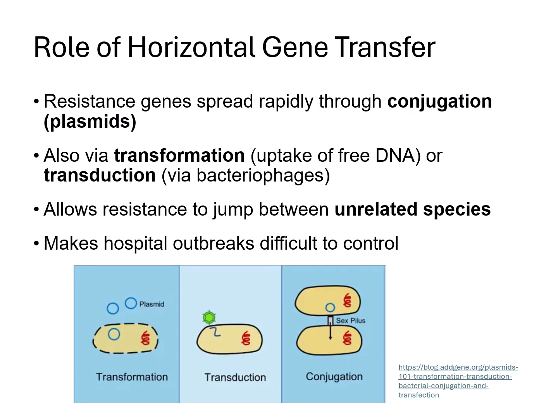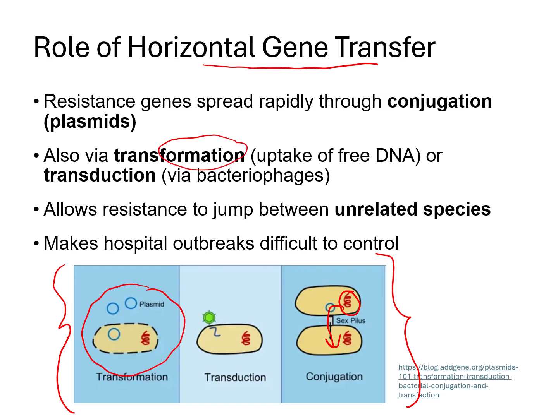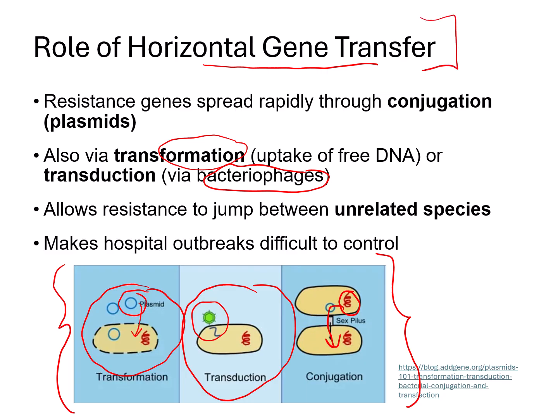Unfortunately, resistance genes can spread very quickly through different modes of horizontal gene transfer. So a while ago, we talked about the different types of horizontal gene transfer, including conjugation, where bacteria make a copy of their plasmid, which could be a resistance plasmid, and send it to the next cell. Transformation was when bacteria take up plasmids or DNA from the environment, and this could be resistance genes. And transduction was when a bacteriophage was involved, injecting nucleic acids.